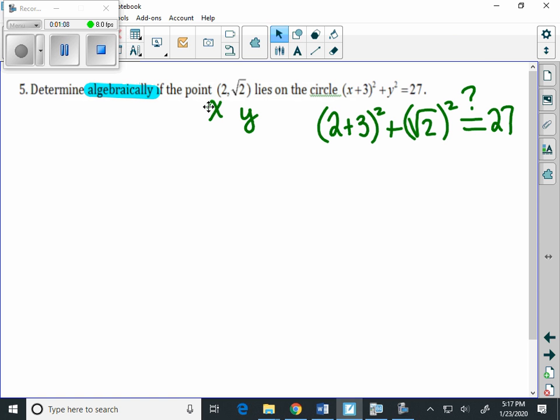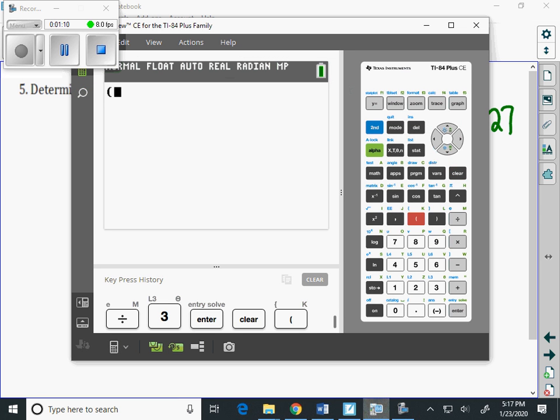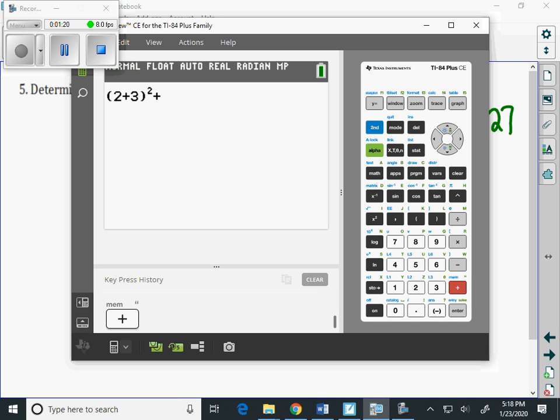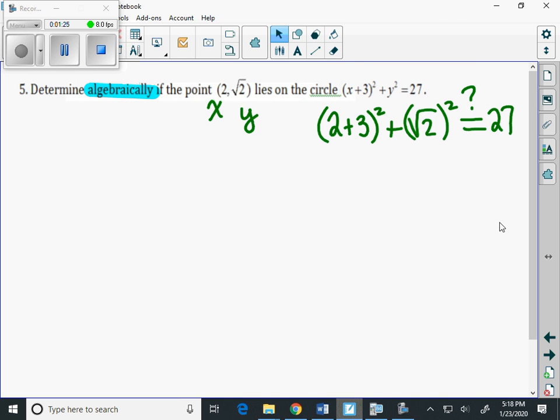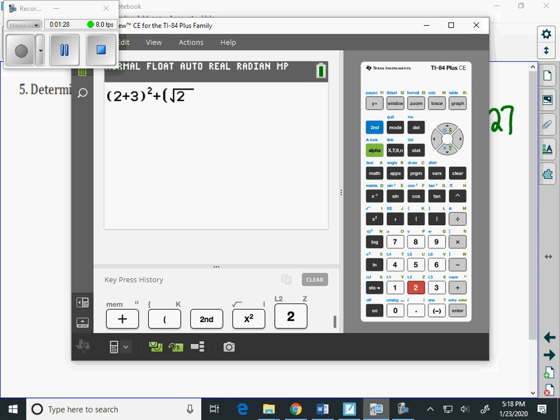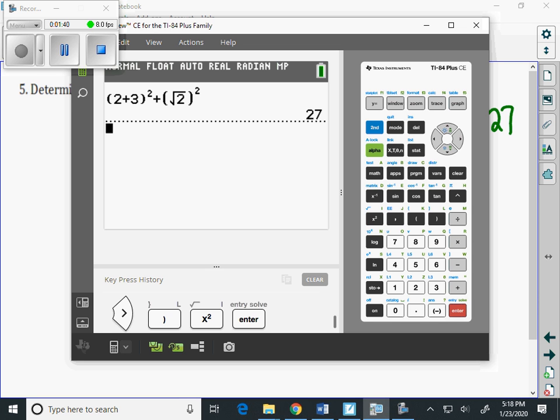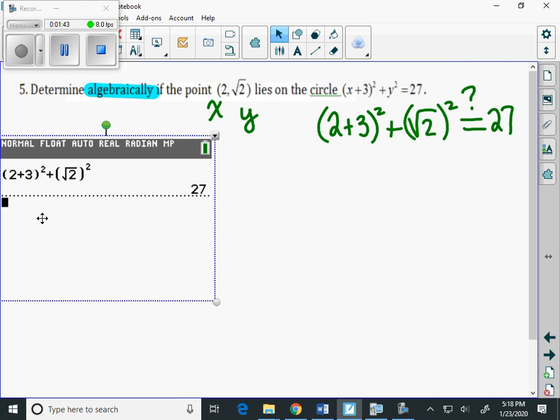Well, if we pull out the calculator here, parentheses, and it would be the same keystrokes in Desmos. 2 plus 3 squared, plus, then I'm going to put parentheses, square root of 2, arrow, close the parentheses, squared. And when we press enter here, what we want is for this value to equal the 27. And sure enough, it does.